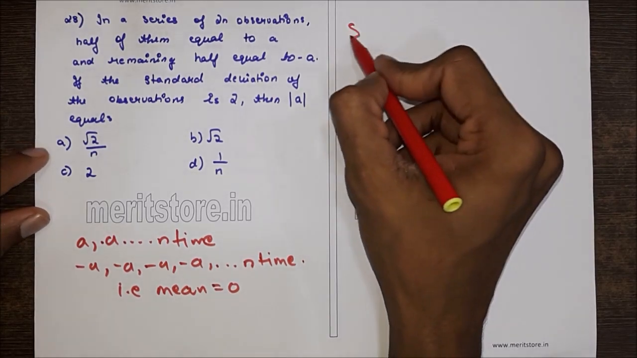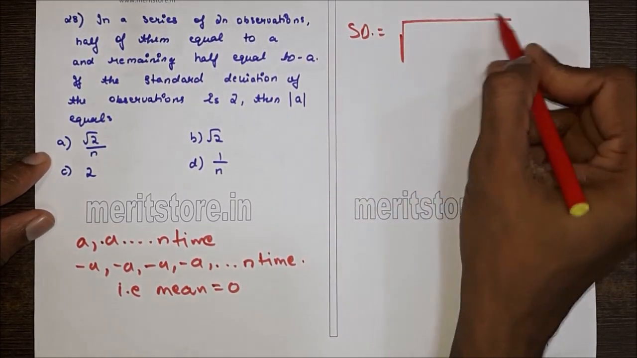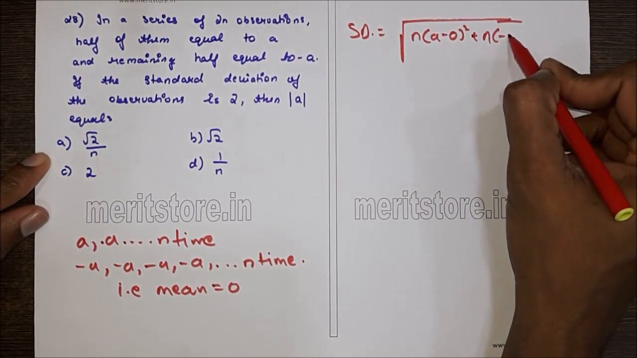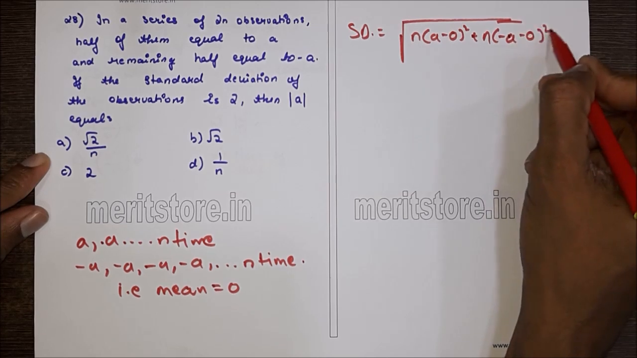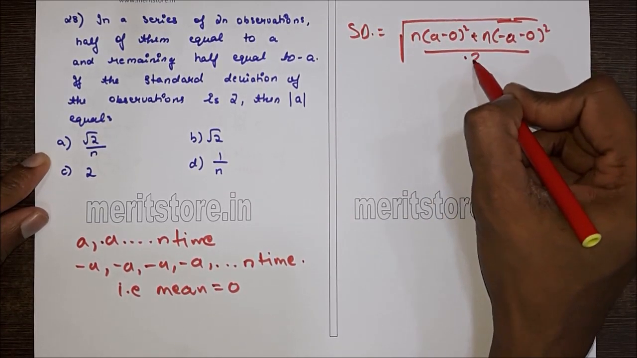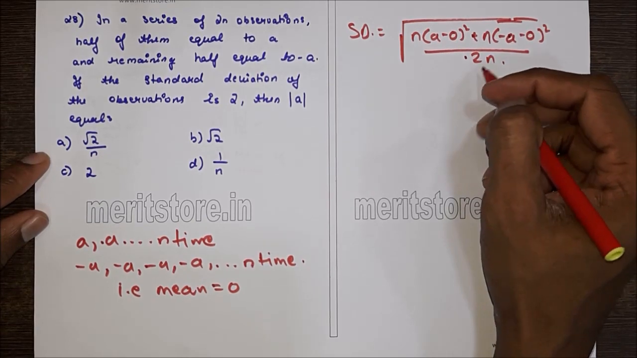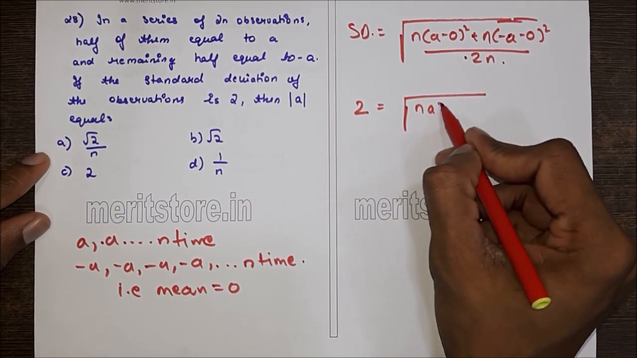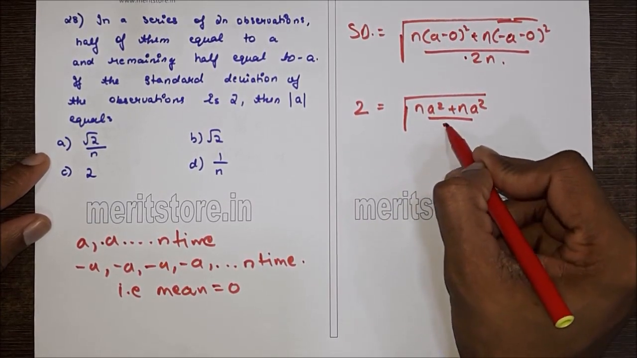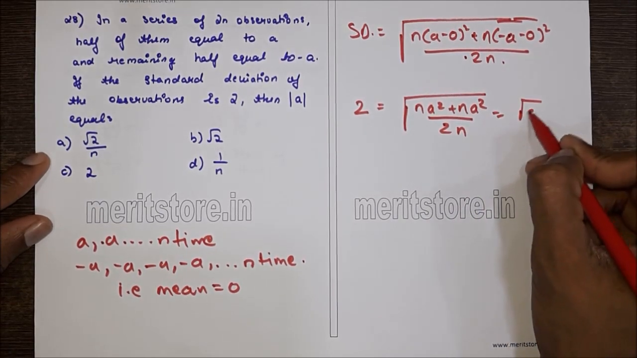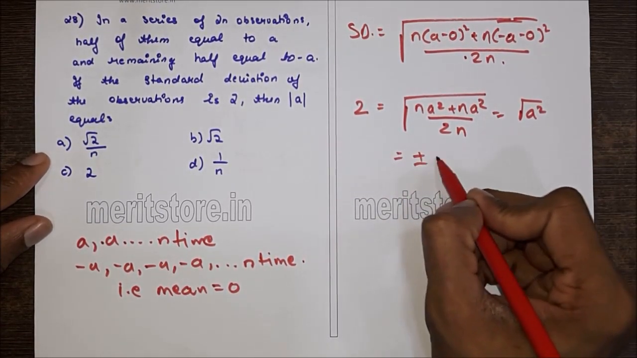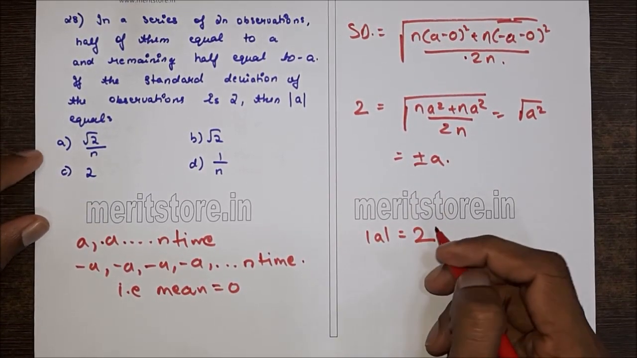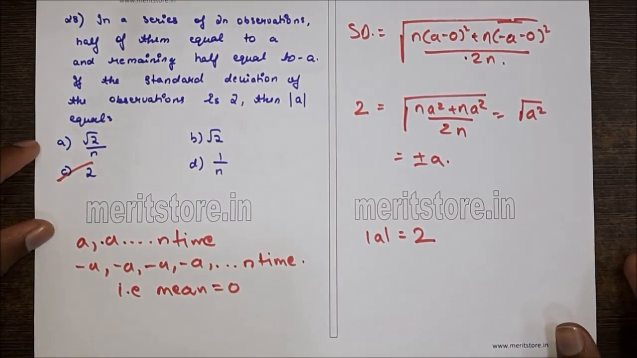and the standard deviation is equal to the square root of n times (A minus 0) the whole square plus n times (minus A minus 0) the whole square, upon 2n. The standard deviation is given as 2. Solving this, we get n a square plus n a square upon 2n, which is under root of a square, which we get as plus or minus a. So we get mod of a is equal to 2, which is our option C. Therefore, option C is the correct answer.